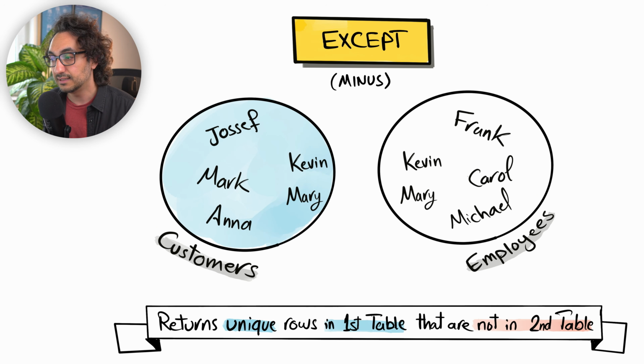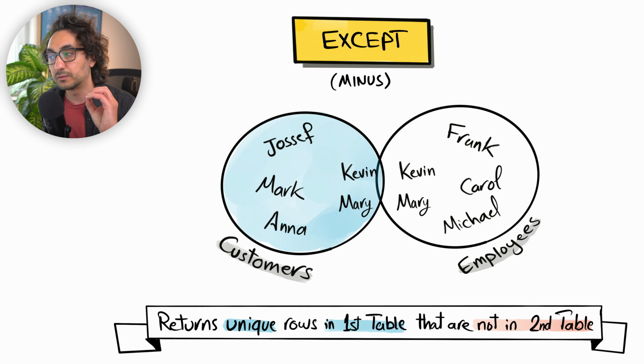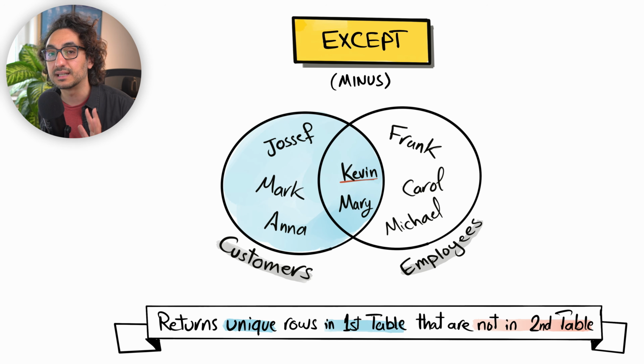So now the rule is we need the customers that are not employees. So it's safe for Joseph, Mark and Anna because they do not exist in the second set. That's why SQL is going to return those 3 values. But for the 2 customers, Kevin and Mary, there is an issue. Kevin and Mary are members of the second set, the second table, the employees. That's why SQL is going to exclude them from the output because they are not fulfilling the rule.